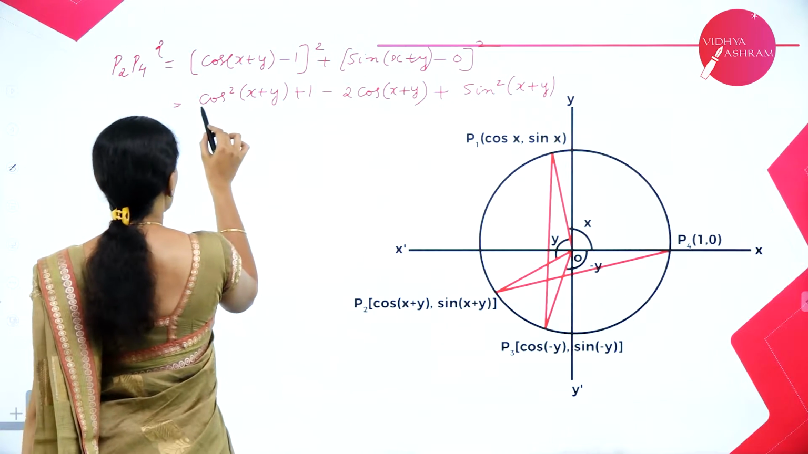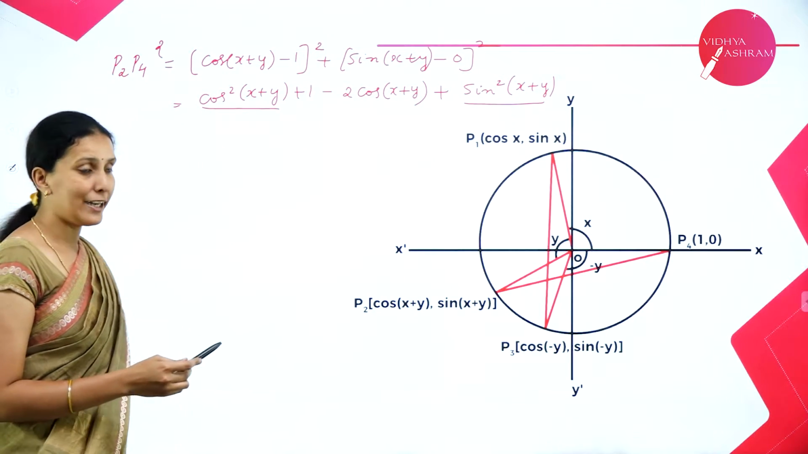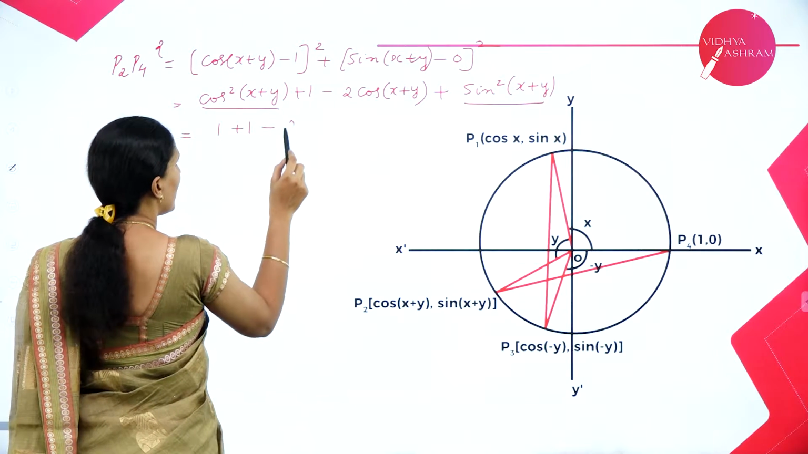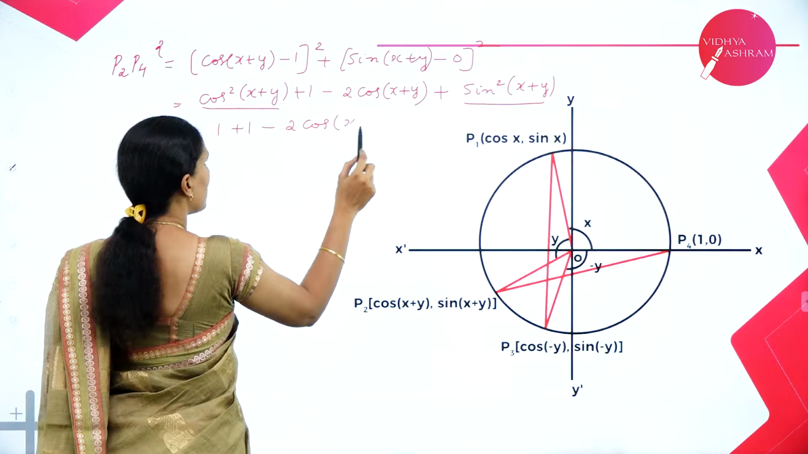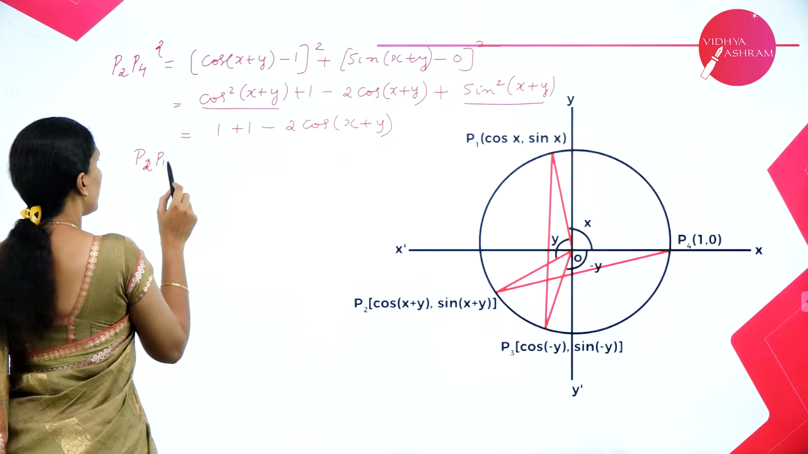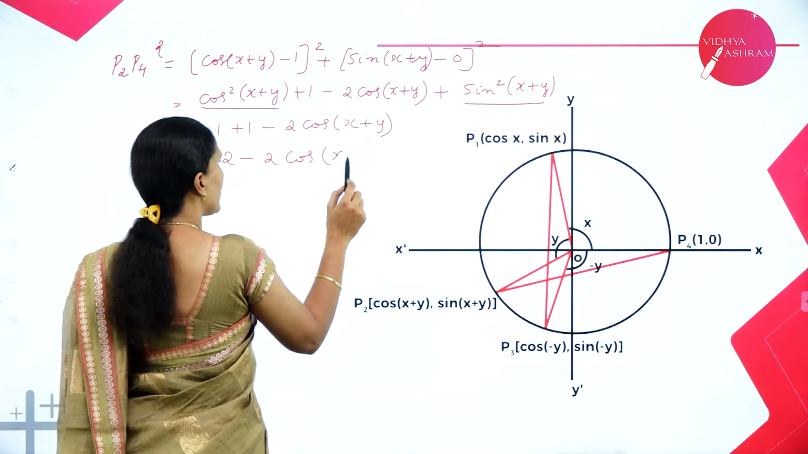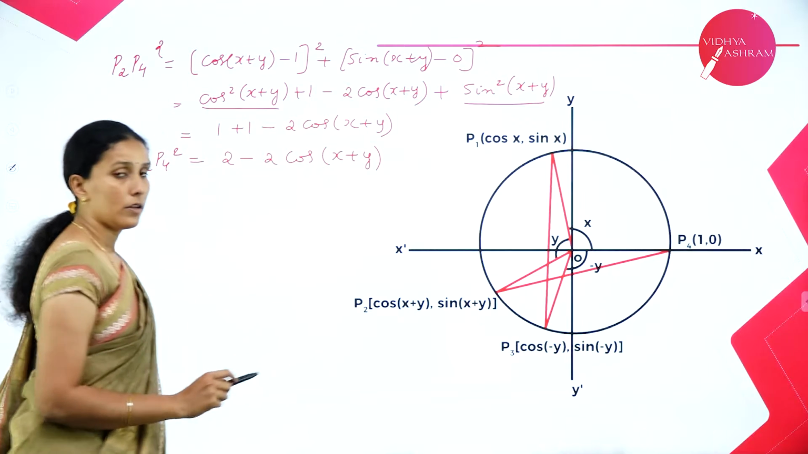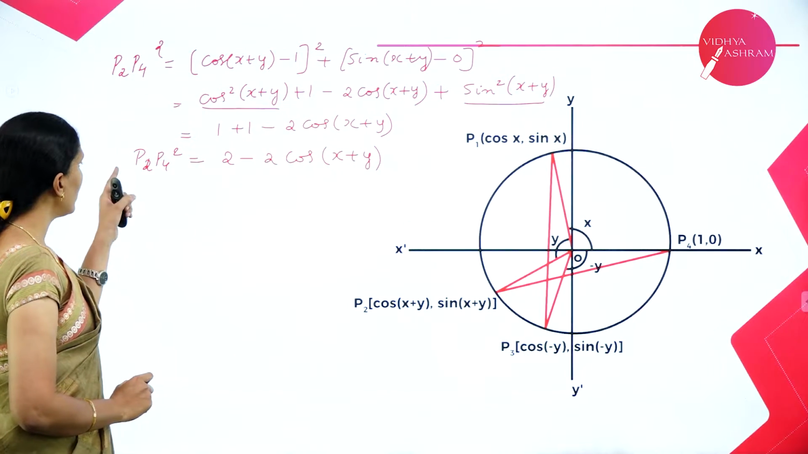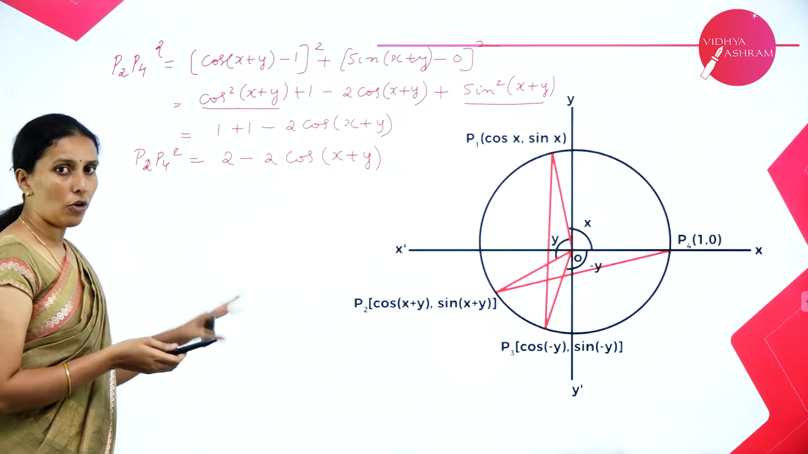Now you can see cos square and sin square with the same quantity x plus y, which is an identity again. Hence here you will get 1 plus 1 minus 2 cos of (x plus y). So therefore P2P4 square is 2 minus 2 cos of (x plus y). So we have got the value of P1P3 whole square and the value of P2P4 whole square, and we have taken both of them to be equal.